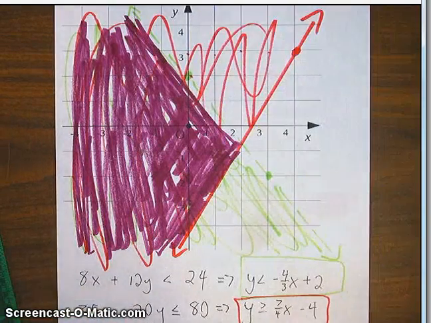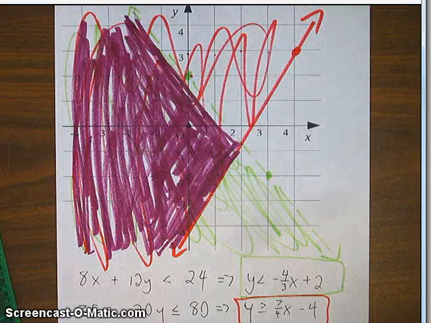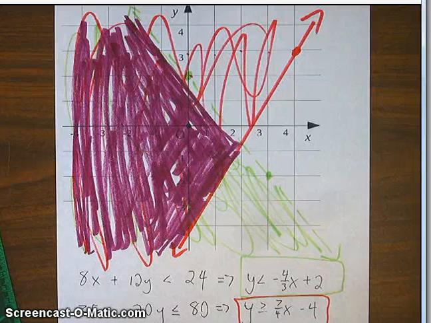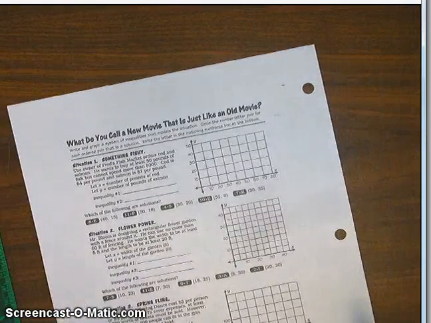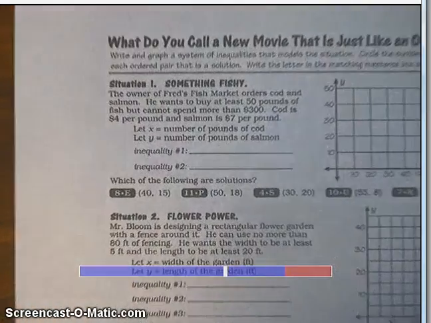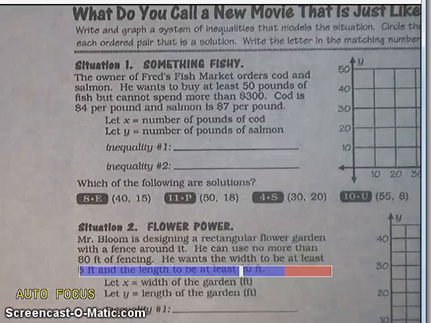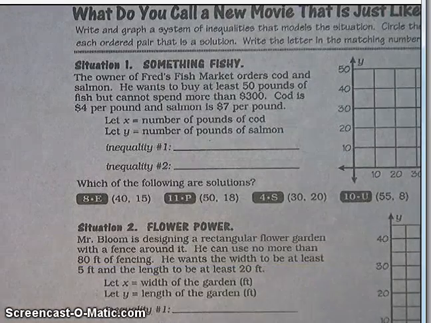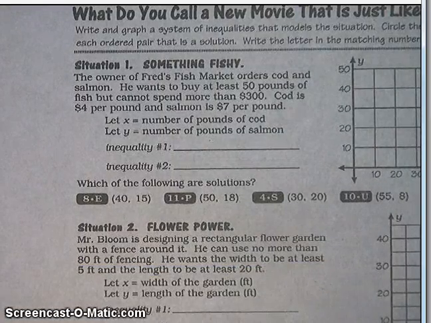I've got a few minutes left on this video, and since I've shown you how to graph, I thought we'd briefly talk about how to solve word problems. I'm not going to graph them, but let's talk about how to write some equations. How's that sound? For instance, here, the owner of Fred's Fish Market orders cod and salmon. He wants to buy at least 50 pounds of fish, but cannot spend more than $300.